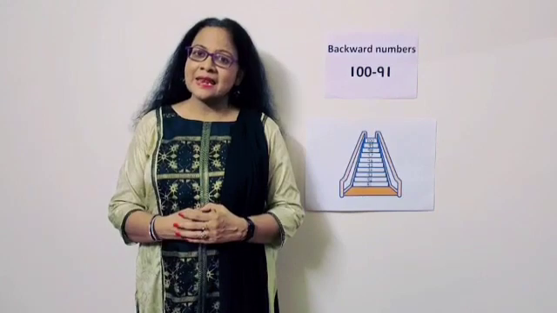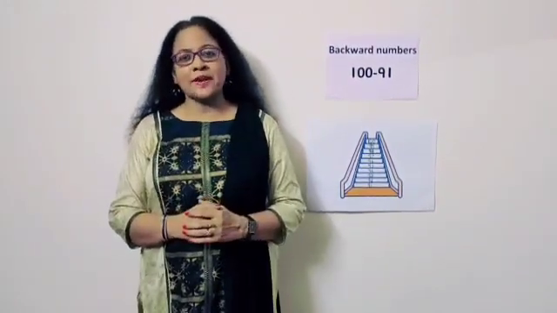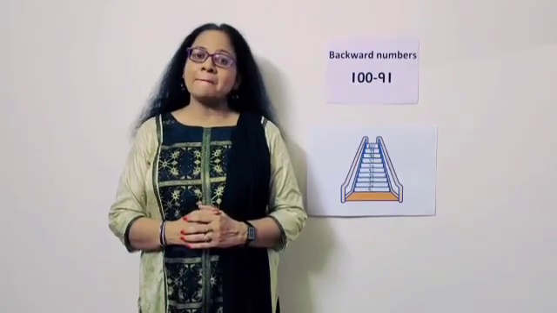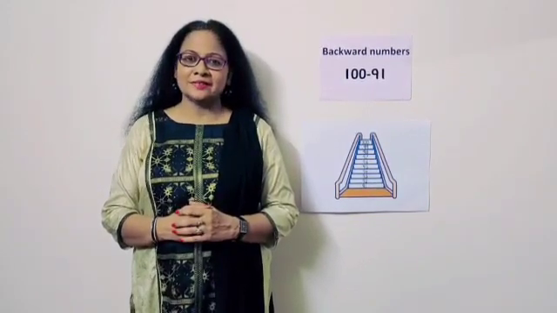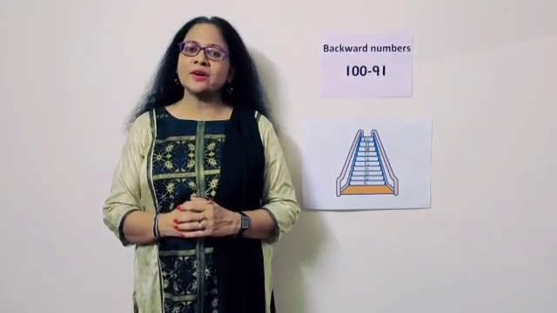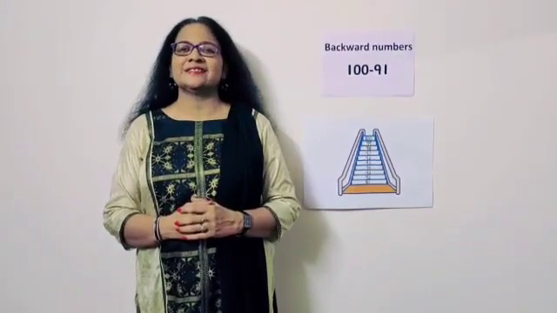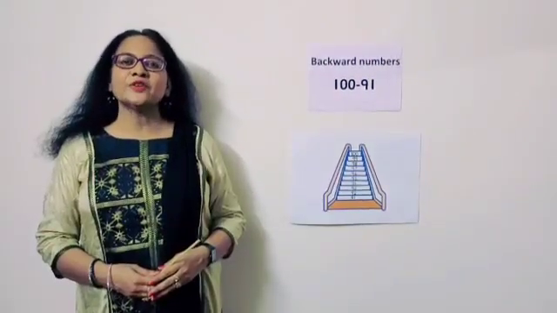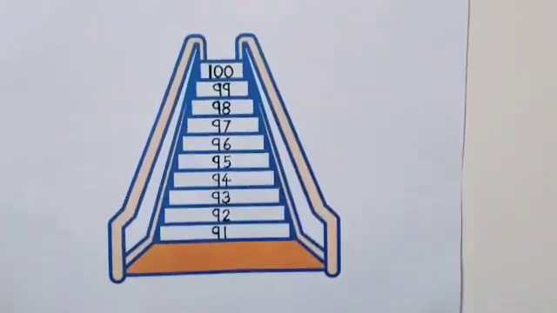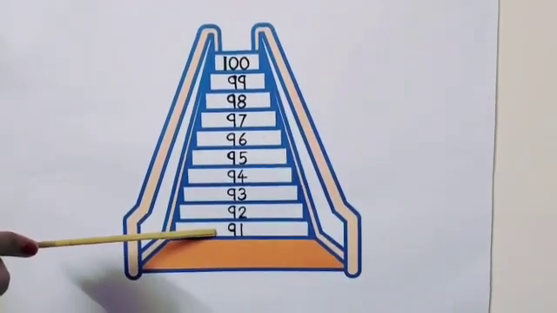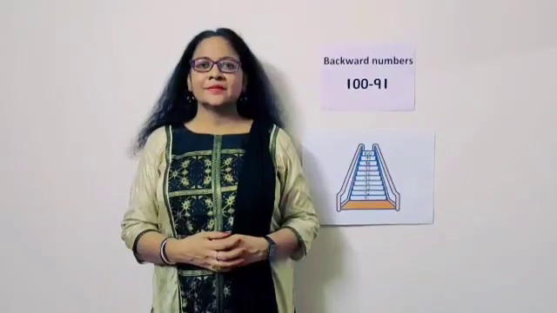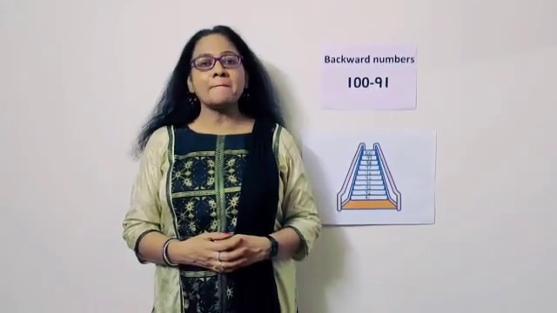But first, let's once again understand what is meant by backward numbers. Backward numbers is counting numbers in reverse order. Consecutive numbers in backward order generally decrease. As you can see here, from 100 to 91. So today we are going to learn backward numbers from 100 to 91.